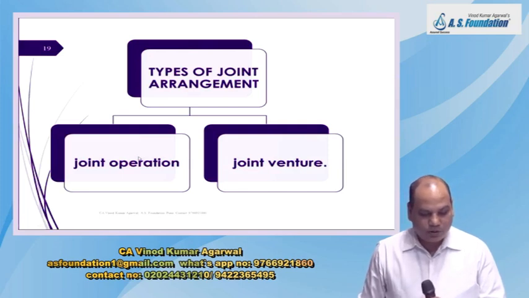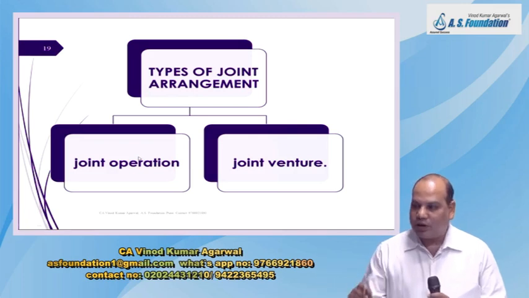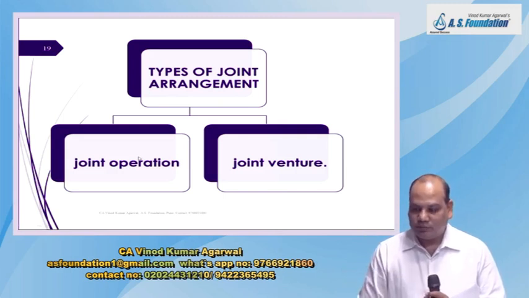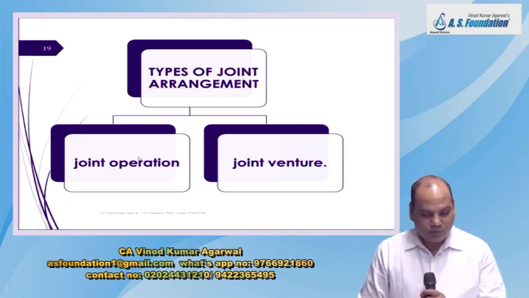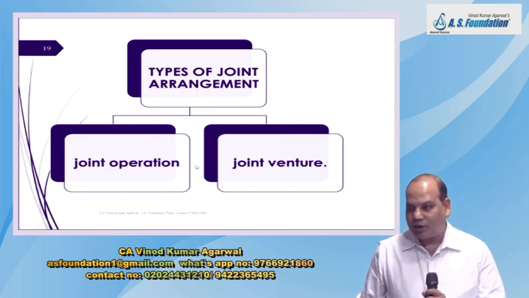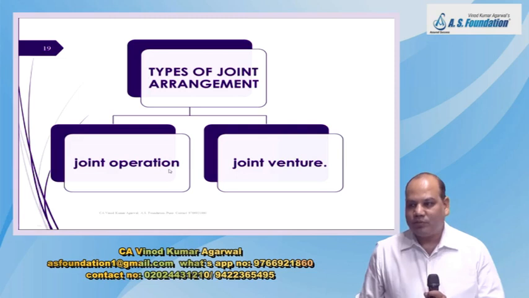Now in the last two pages what we have learned is what is a joint arrangement, what is joint control, and when this standard will be applicable. Now assuming that we have passed all those tests, there is control, there is joint control, there is a contractual arrangement, there is unanimous consent. Now the next task is, what is the type of this joint arrangement? The standard says all joint arrangements will be divided into two types only: joint operation and joint venture.